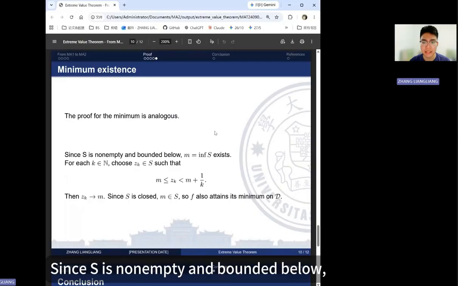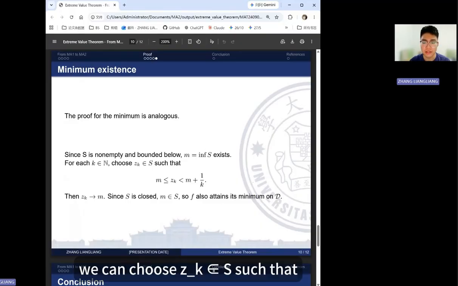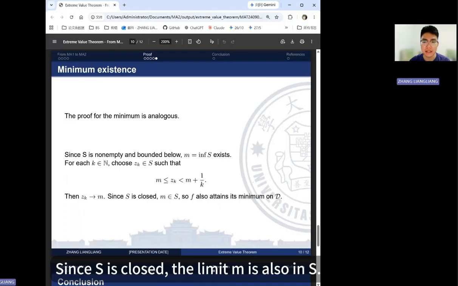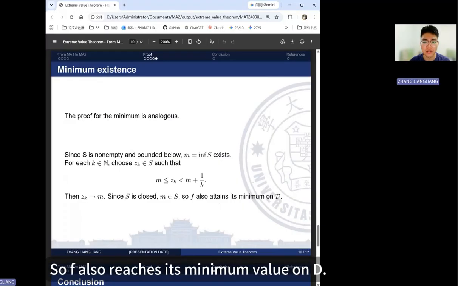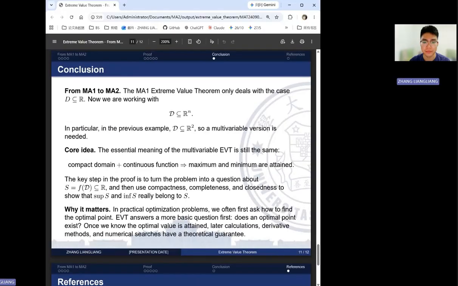The proof for the minimum is almost the same. Since S is non-empty and bounded below, the infimum exists. Let m equal the infimum of S. For each k, we can choose zk in S such that m is less than zk, which is less than m plus 1 over k. Then zk approaches m. Since S is closed, the limit m is also in S. So f also reaches its minimum value on D. Therefore, f has both maximum and minimum value.